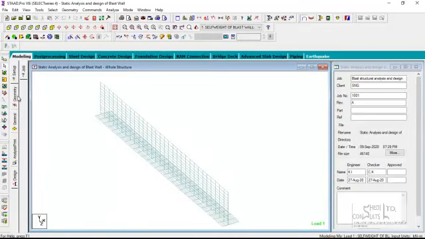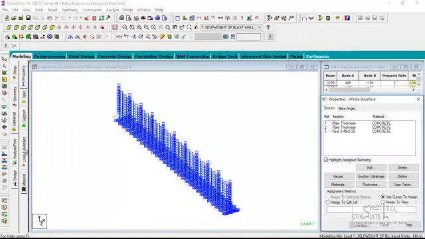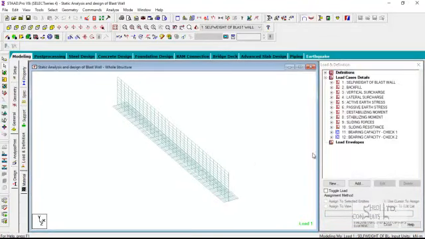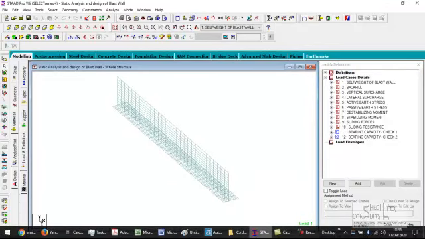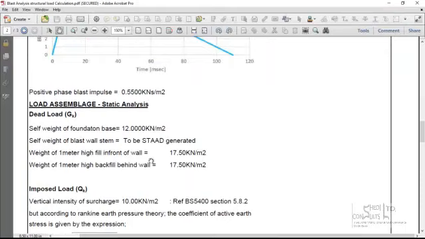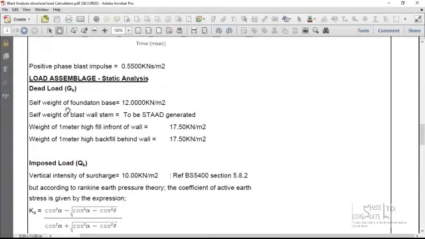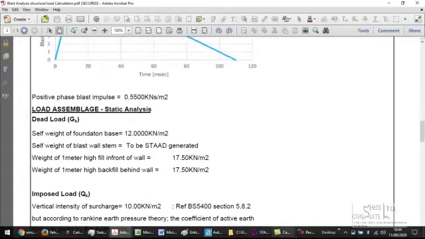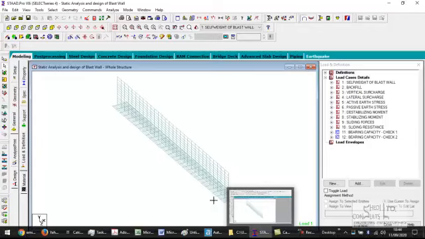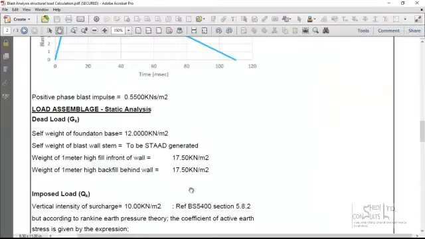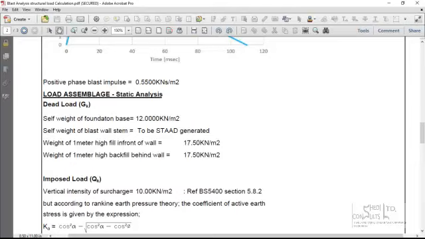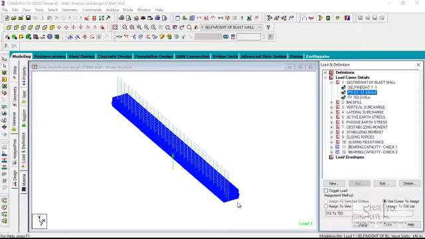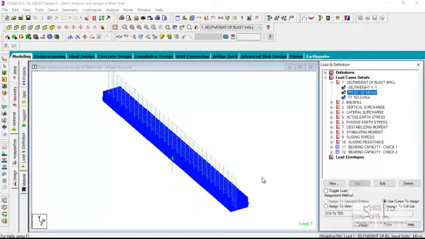So these are the properties of the wall. Let's look at the loadings together. We talked about the loadings. Now this is static analysis. The first thing is the self weight of the wall. The self weight of the foundation. The self weight of the foundation base is 12 kilograms per meter square. It's obtained by getting the weight of the foundation itself. So the weight of the foundation was calculated and then applied on the foundation. That is the self weight of the foundation.